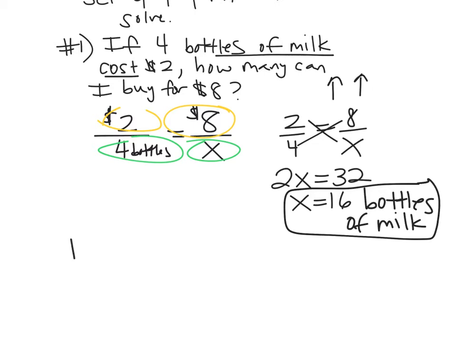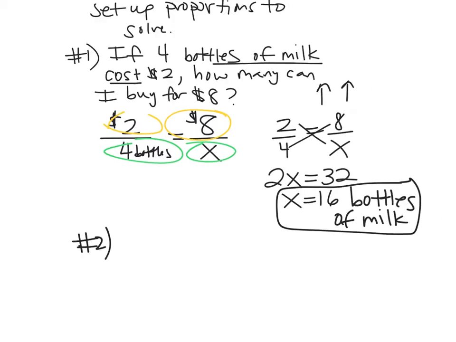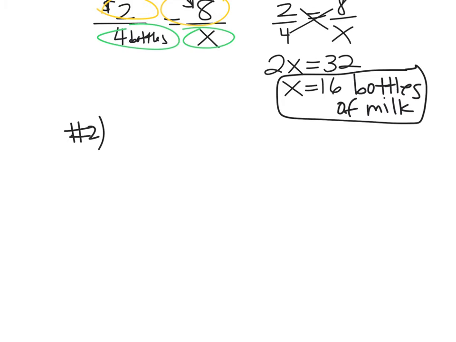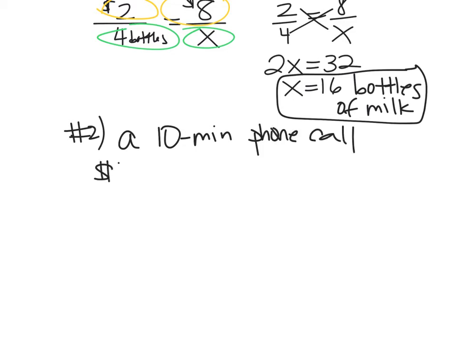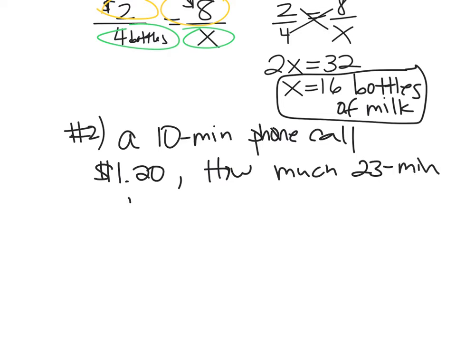Okay, let's try another one. Number 2. A 10-minute phone call, and this is archaic too. A 10-minute phone call will cost you $1.20. Wow, that's expensive for a 10-minute call. How much does a 23-minute call cost? Okay. The more time you talk on the phone, the more money it will cost you. Probably not nowadays, but back in the day.